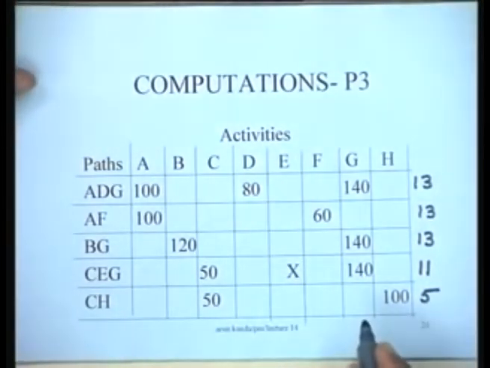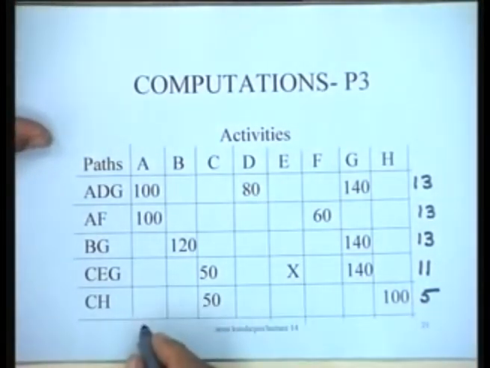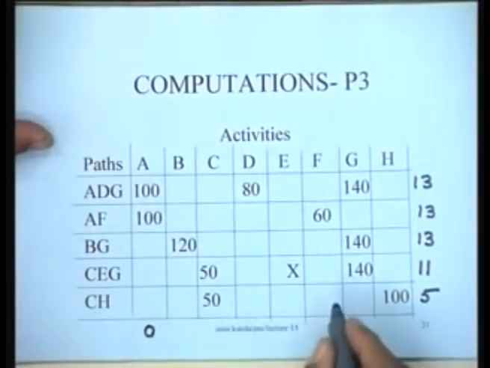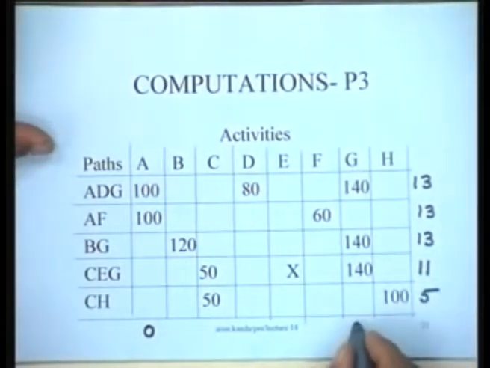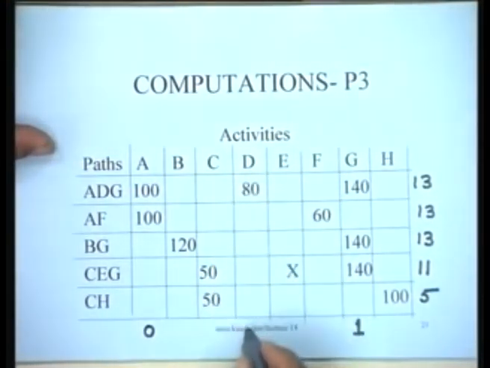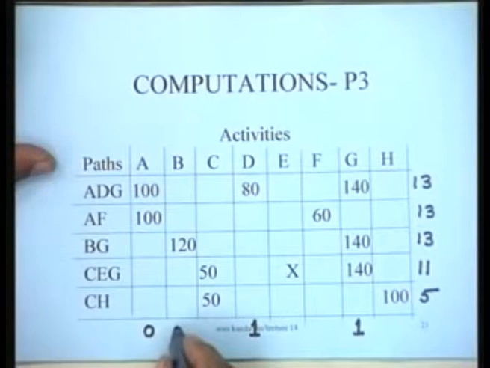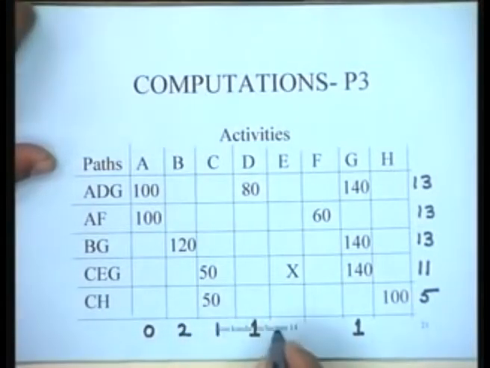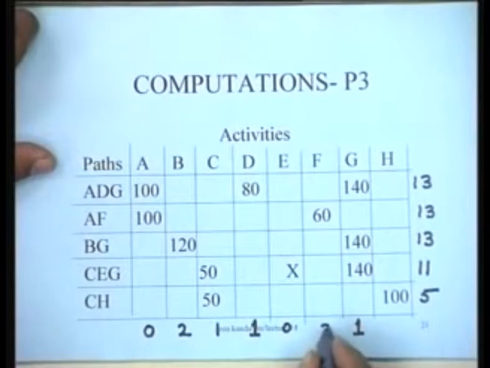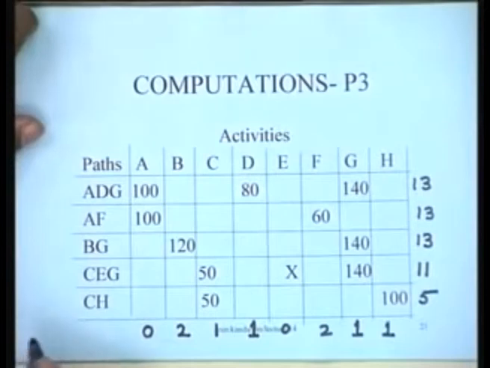Since A and G have been crashed, there is no slack available on A. G could be crashed by 2 days, so only 1 unit of slack is available. And activity D, mind you, which had 0 slack, now has 1 slack because it has been relaxed by 1 day. So we update these figures. Rest of the figures are the same, so I put them down here. So I have updated the status at point 3 as far as the whole thing is concerned.